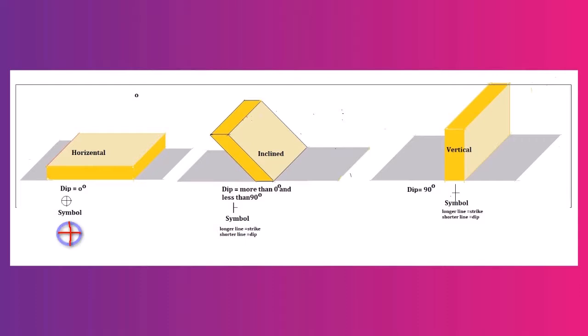A plus symbol within a circle is used to indicate horizontal bedding. Dip and strike of an inclined bedding is symbolized by this mark. Here, the large vertical line is the direction of the strike. A small line that is attached to the large line indicates the dip direction and its amount.